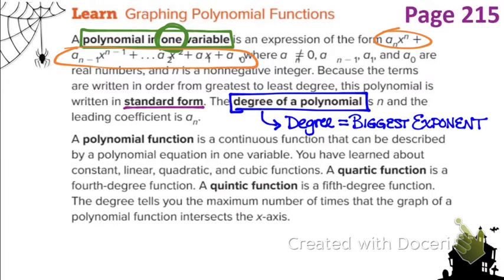Our leading coefficient will always be connected to the term that has x with the biggest exponent on it. So wherever we go to look for the degree, I'm going to look right in front of that x for my leading coefficient. How many different variables am I allowed to have again? One. Polynomial in one variable. So they all have to be x's, or they all have to be y's, or they all have to be m's, but it's only allowed to be one variable. If I have two variables, I cannot answer questions about the degree and the leading coefficient, because that is not a polynomial in one variable.